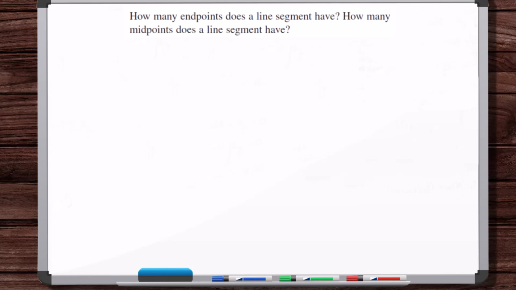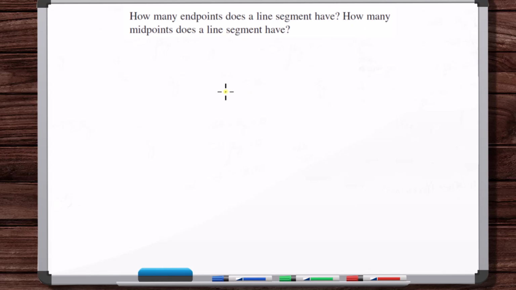In this video, we're going to work example problems related to line and angle relationships. So just the fundamentals of line and angle relationships. All right. How many endpoints does a line segment have? How many midpoints does a line segment have?